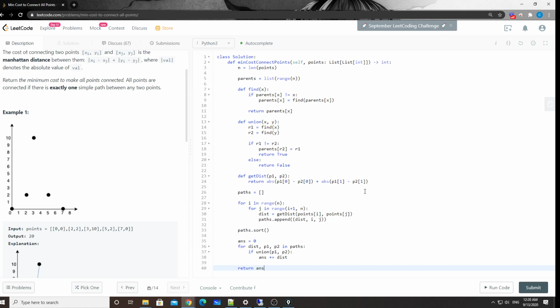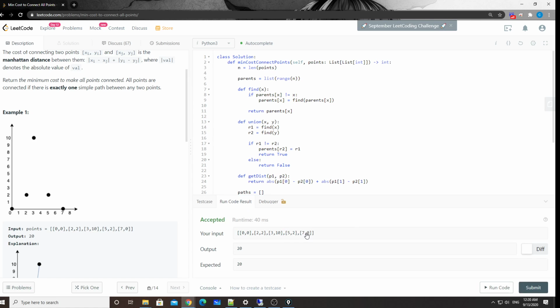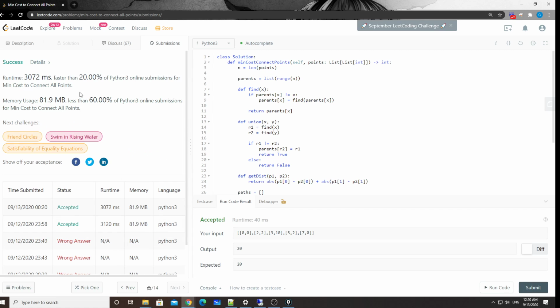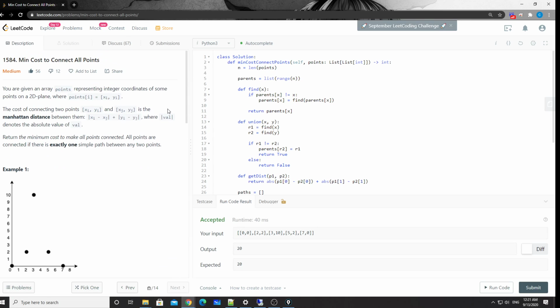I think that's pretty much it. Let's try to run the code. The test case passed, and submit. Cool, it's accepted. It's not the fastest one, but I think it's the easiest way of solving this problem, at least for me.